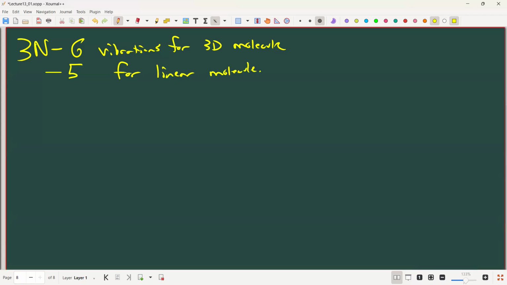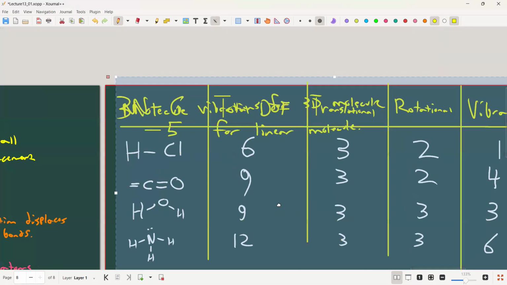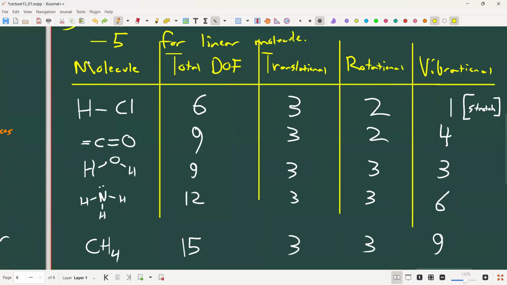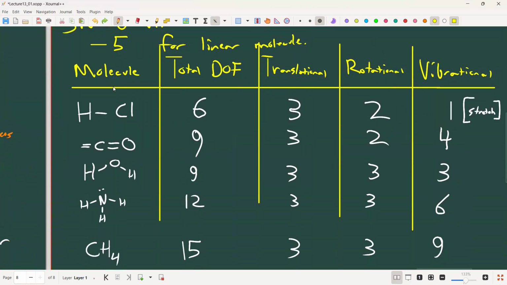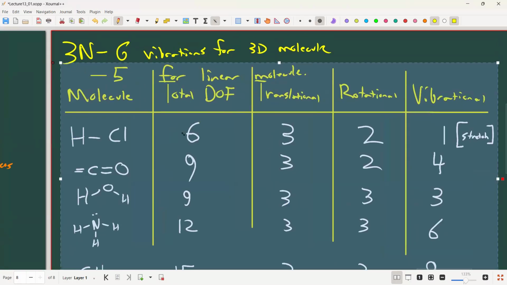Well, I got a little table here. I'm just going to copy from some old notes of mine just to show you the results. Whoopsies. I want to make this smaller. There we go.